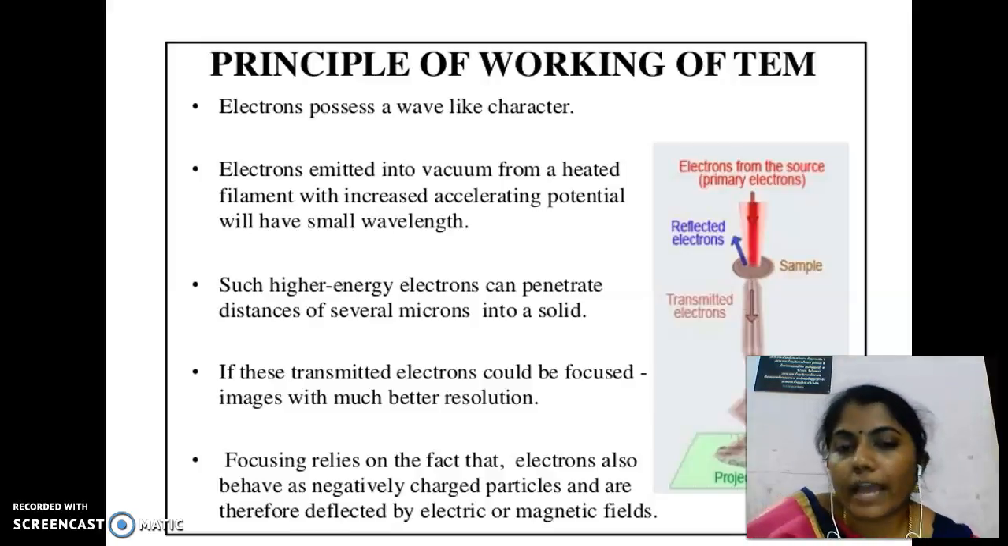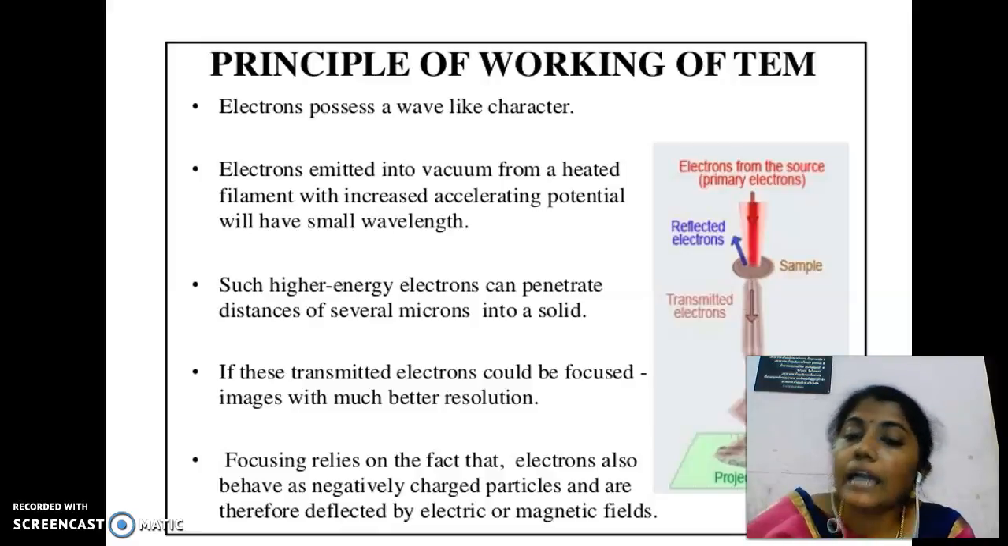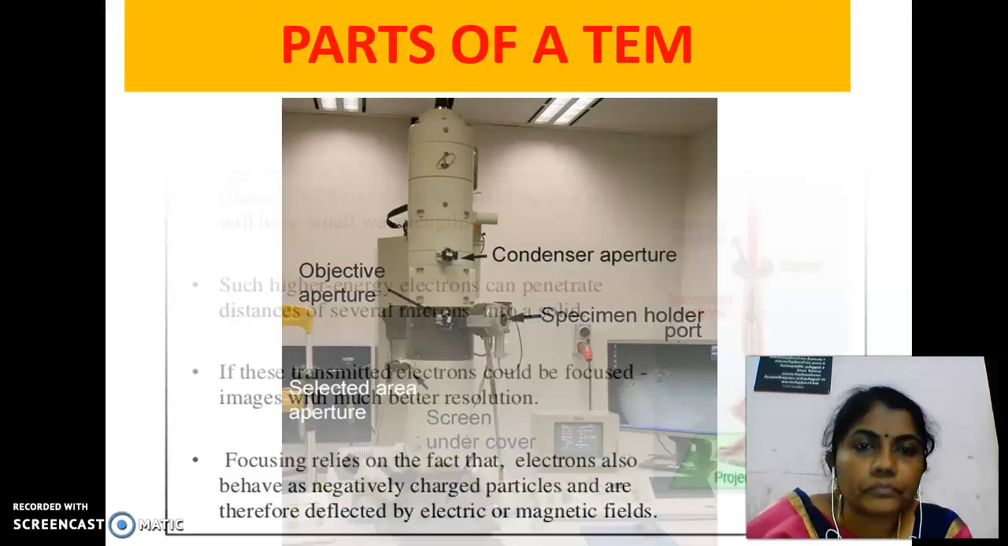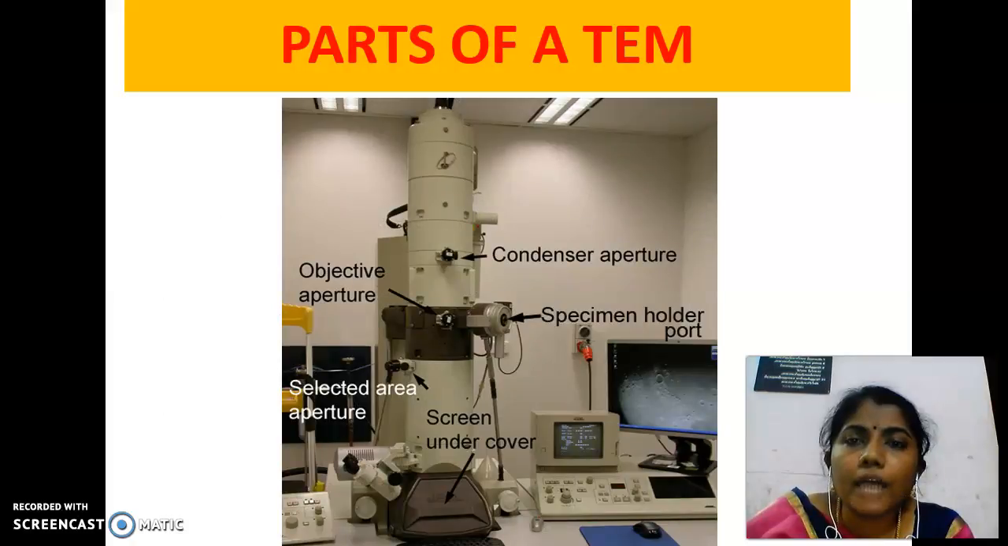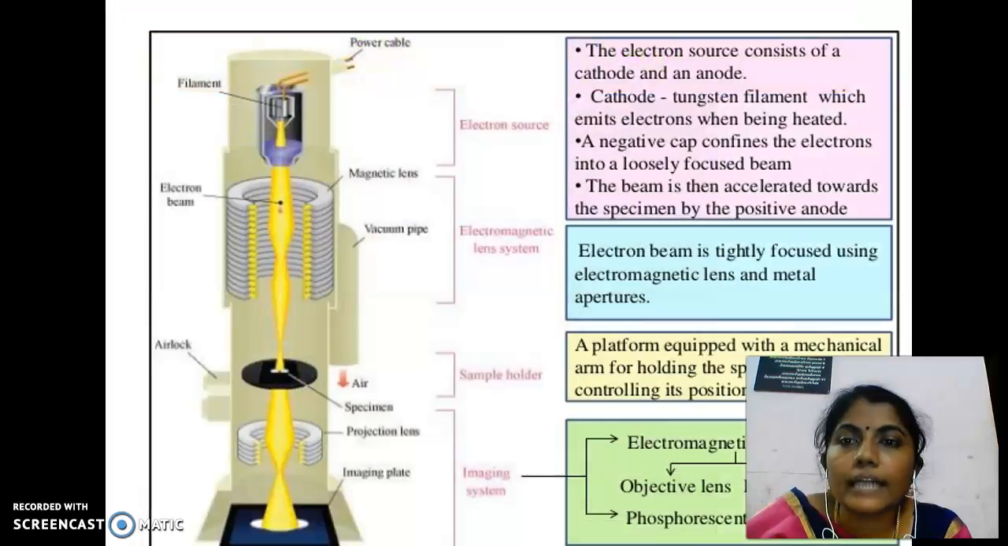Focusing relies on the fact that electrons also behave as negatively charged particles and are therefore deflected by electric and magnetic fields. Here the electrons from the source are penetrating the sample and finally the projection will be on the fluorescent screen. These are the parts of TEM: objective aperture, condenser aperture, specimen holder port, selected area aperture and screen under cover. We can see the parts of TEM here and this is the cross-sectional diagram of TEM.